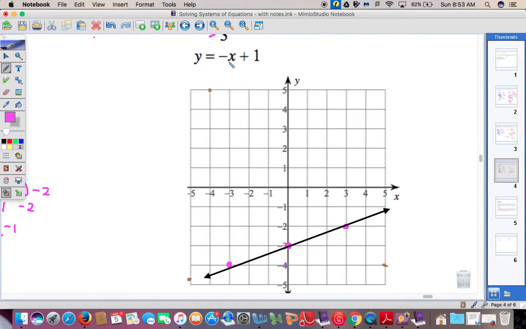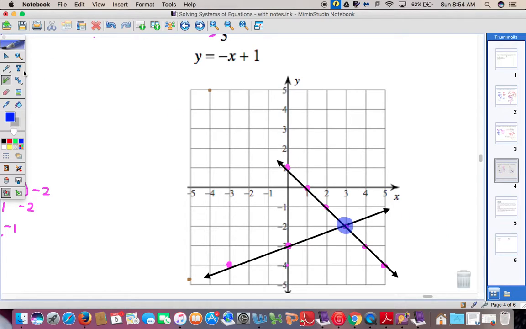Okay, so my second equation is y equals negative x plus 1. So I'm going to plot my first point at 1. My slope is negative 1, so I'm going to go down 1 and to the right 1, and down 1 and to the right 1, and continue that pattern, and then draw a line through. Okay, so I can see that my solution is where my lines intersect. So my solution is right here.